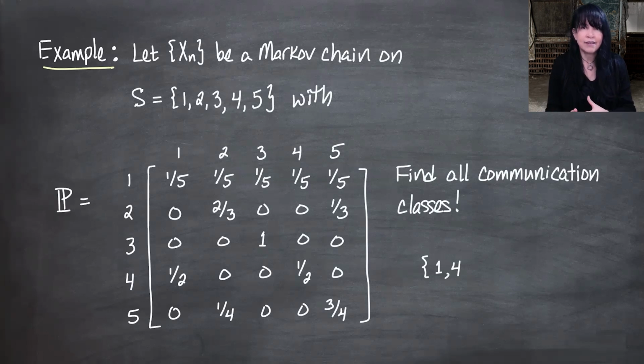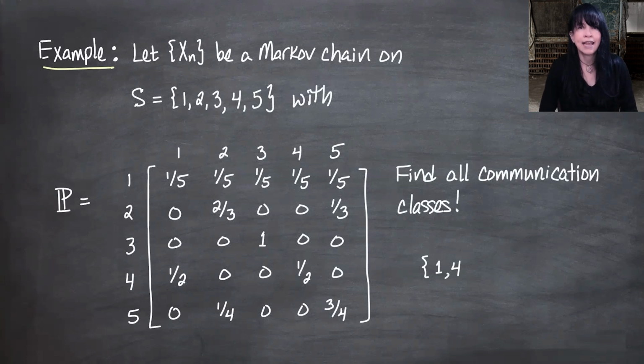And let's see if there's something else we can get in here. So from the 1 column, you can see that I can't go back to 1 from any other state directly, but that doesn't mean, if I can go maybe from 1 to 5 and then from 5 to 4, then I could get back to 1. And then I could say that 1 and 5 communicate. Again, it's not a one-step thing.